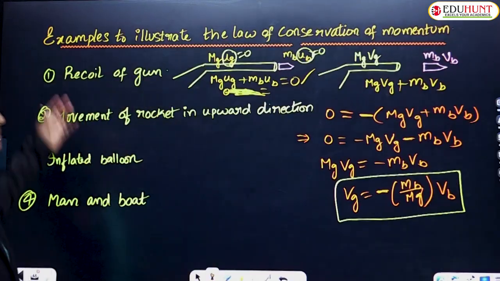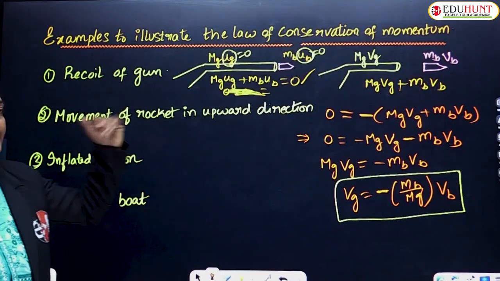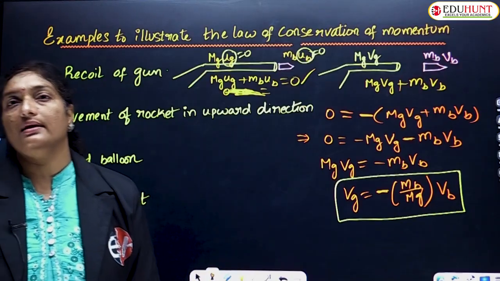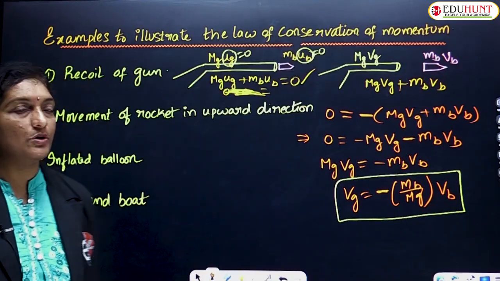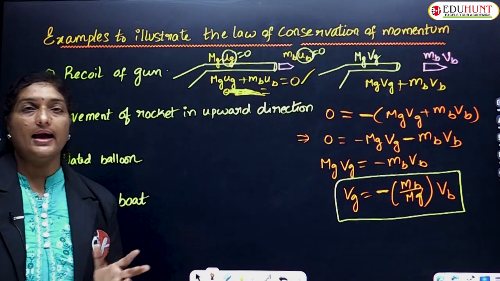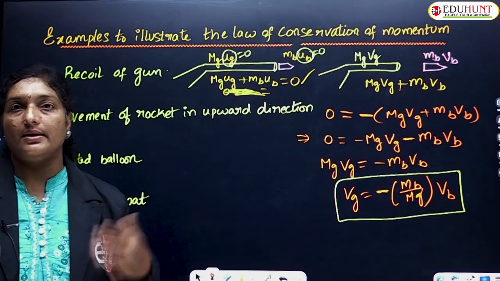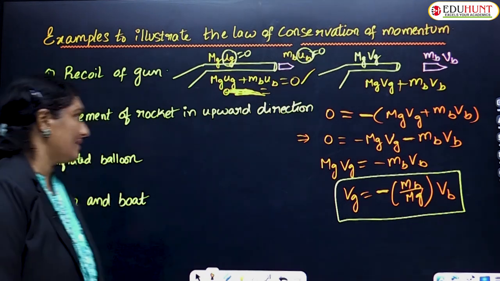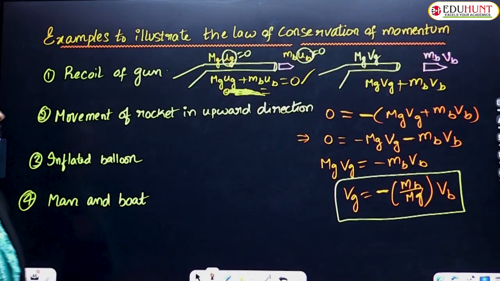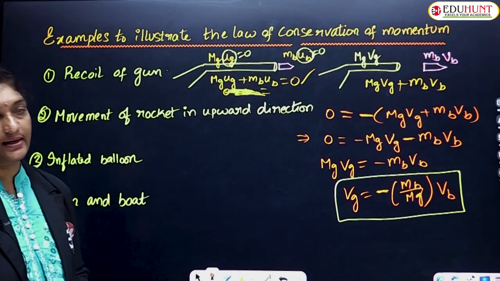Okay, so this was the example. Whenever the bullet is being fired, the bullet goes forward, whereas the gun gives a backward jerk in order to maintain the law of conservation of momentum, because the gun and bullet together form a system and no other external force acts on it. Similarly, the same thing can be explained during the movement of a rocket in the upward direction.